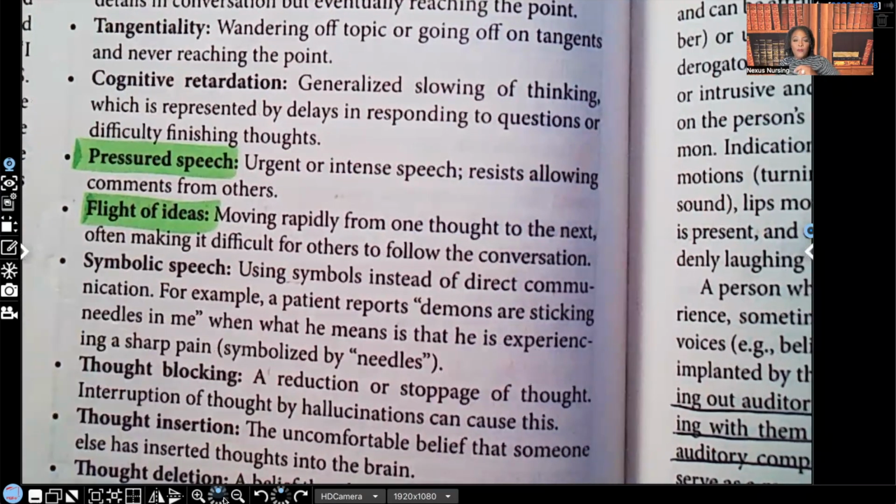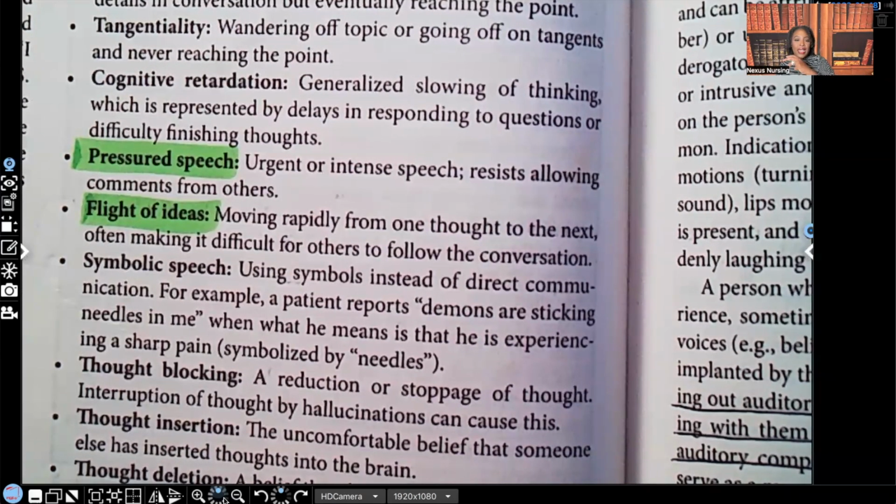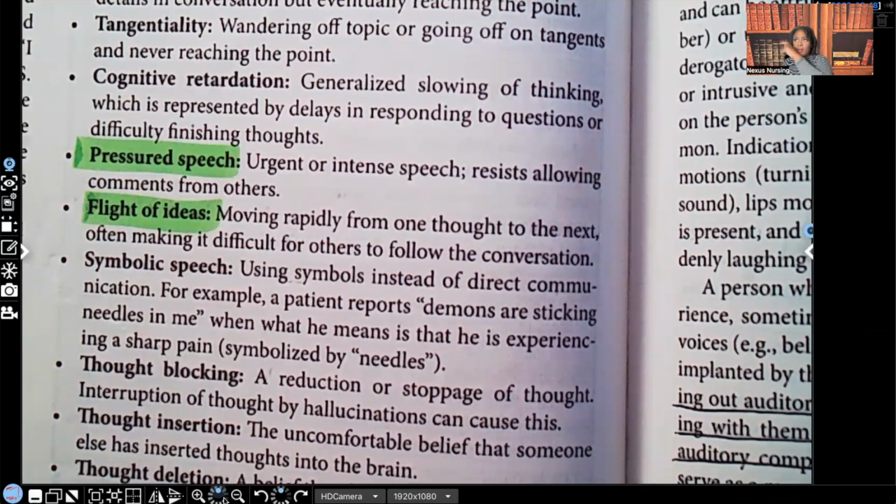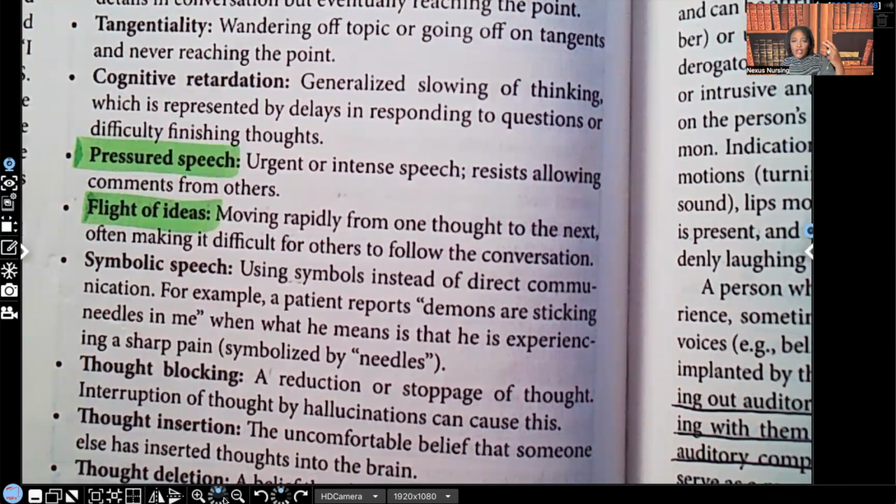Flight of ideas. Moving rapidly from one idea or thought to the next. And so it makes it hard for the person that they're having the conversation with to even follow because you're moving from one idea to the next and you're not linking it together. It makes absolutely no sense.